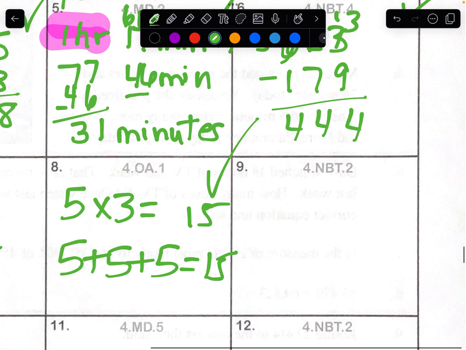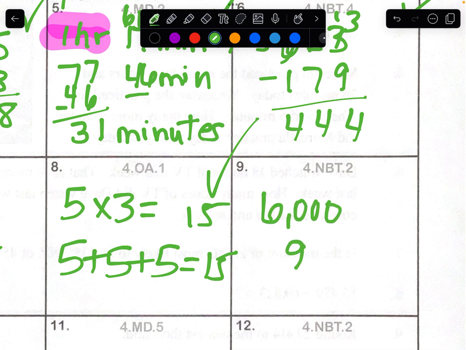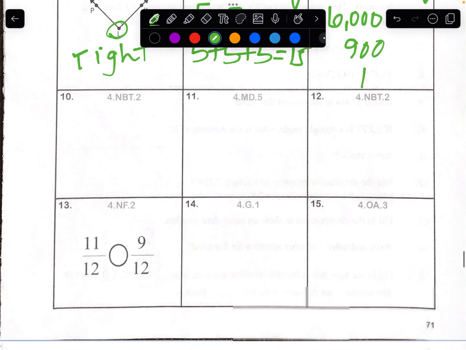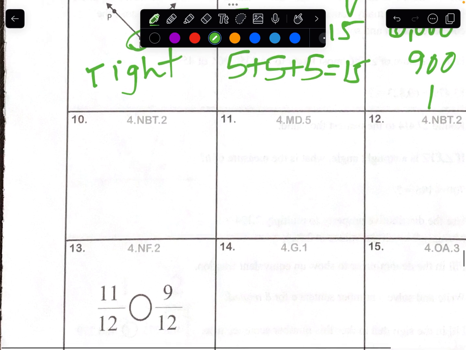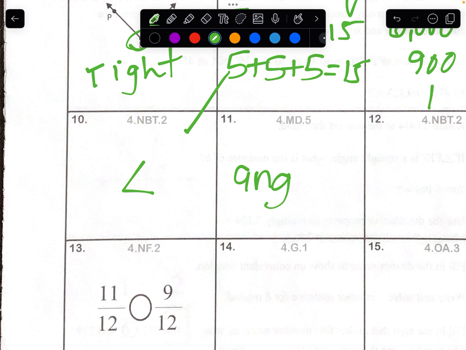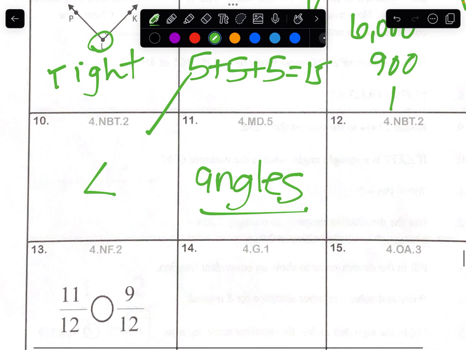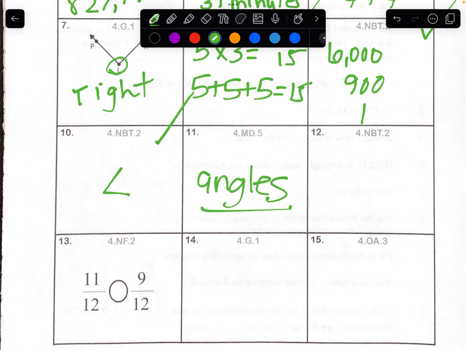All right, number 9, write that in expanded form. You should have filled in 6,901 to get that correct. All right, number 10, this is just comparing. It's less than, the hundreds place is changing. All right, number 11, blank are formed whenever 2 rays share a common endpoint. I sure hope you put angles. Angles are formed whenever 2 rays share an endpoint.